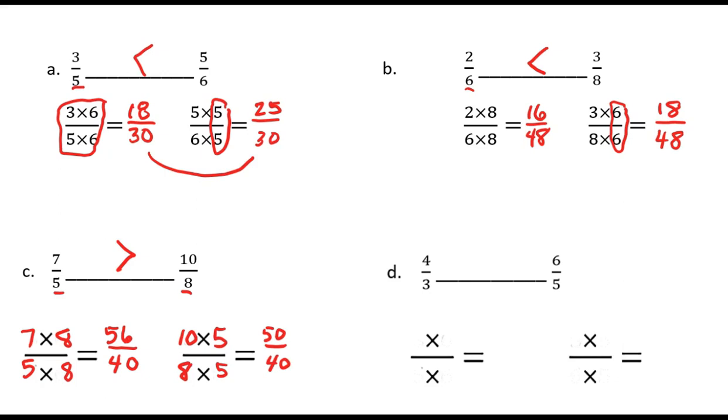And we'll do one more. Here we're comparing 4/3 to 6/5. I'll take my 4/3 and I'm going to multiply both numbers by 5. 4 times 5 is 20. 3 times 5 is 15. Now I'll take my 6/5 and I'm going to multiply the numerator and the denominator by 3. 6 times 3 is 18. 5 times 3 is 15. Now I'm comparing 20/15 to 18/15. 20 is greater than 18, so 4/3 is greater than 6/5.